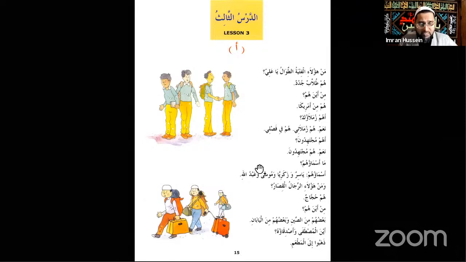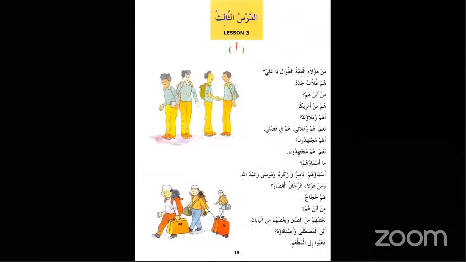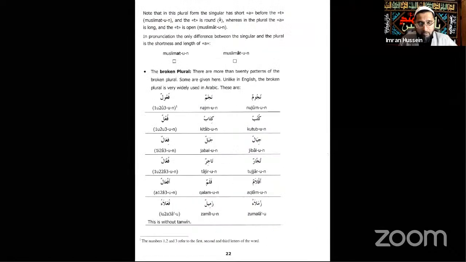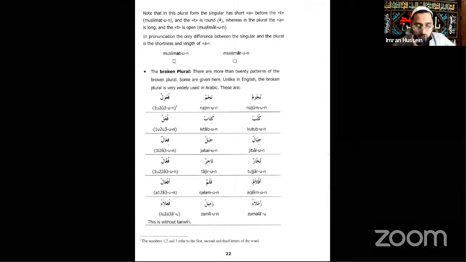Before I teach this lesson, I'm going to go to the actual end of this lesson and go through the plurals. There are two types of plurals in any language, and in the Arabic language in particular: broken plurals and safe plurals. A broken plural is when the singular word is broken in its plural. That is called a broken plural.